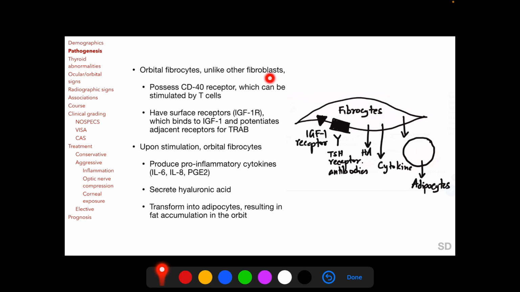Unlike other fibroblasts or fibrocytes, orbital fibrocytes possess CD40 receptor which can be stimulated by T cells, and they have surface receptors for IGF, that is insulin-like growth factor 1, which binds to IGF-1 and potentiates adjacent receptors for TRAB. The orbital fibrocytes, upon stimulation by TRAB and IGF-1, produce pro-inflammatory cytokines such as IL-6, IL-8 and PGE2, secrete hyaluronic acid which increases the volume of the orbital contents, and they transform into adipocytes, resulting in fat accumulation in the orbit.